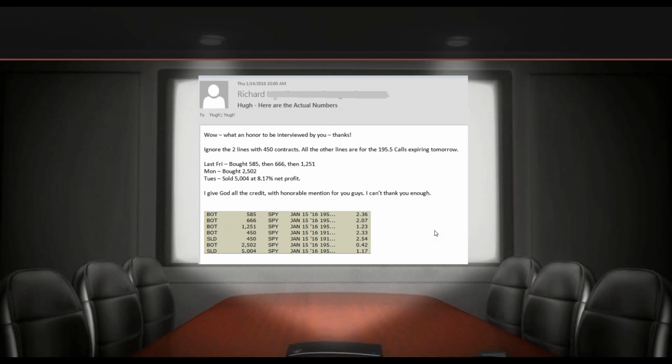He ended up making something like $44,000 after commissions. He pulled this trade right out of the fire. Instead of losing $500,000, he ended up with a profit of over $44,000. He sent me this. He says, I give God all the credit with honorable mention for you guys. I can't thank you enough. He was in this very heavy, folks. He was in this thing for 5,004 contracts. Whoa.